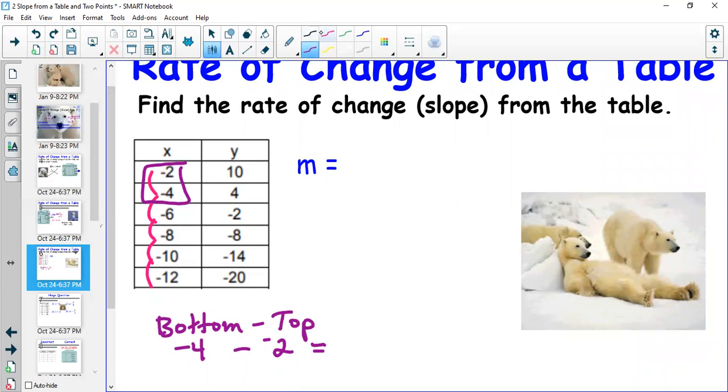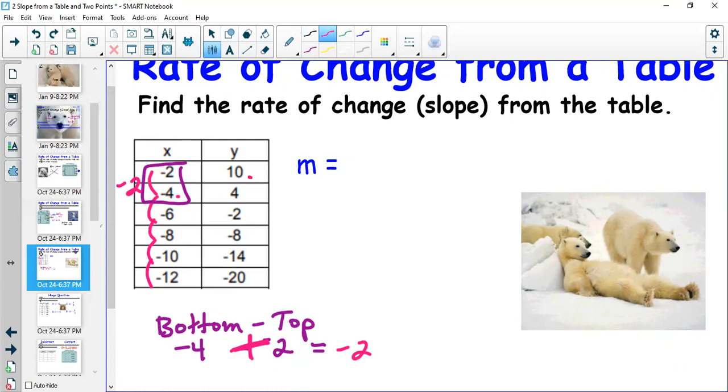And you could use your calculator if you need to, or we could do it by hand, change that double negative to a positive. -4 plus 2. Here we are going down by 2. And if you think about it, we are getting more and more negative, so it makes sense that we were going down.